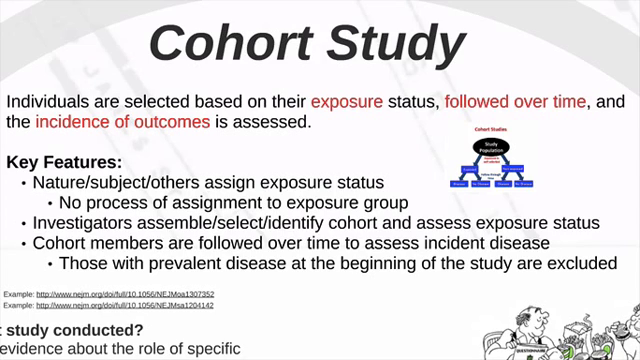But we do that at the beginning of our study. And then the cohort members, the group members, are followed over time to assess incident disease. A key thing is that anyone with prevalent disease at the beginning of the study is excluded. You don't want someone sick at the beginning of your cohort because then they're not at risk. So again, remember our formula for incidence. Our denominator needs to be the population at risk. If you have someone who's sick at the beginning of your study, or has your outcome at the beginning of your study, they're not at risk anymore. They should not be in your cohort.